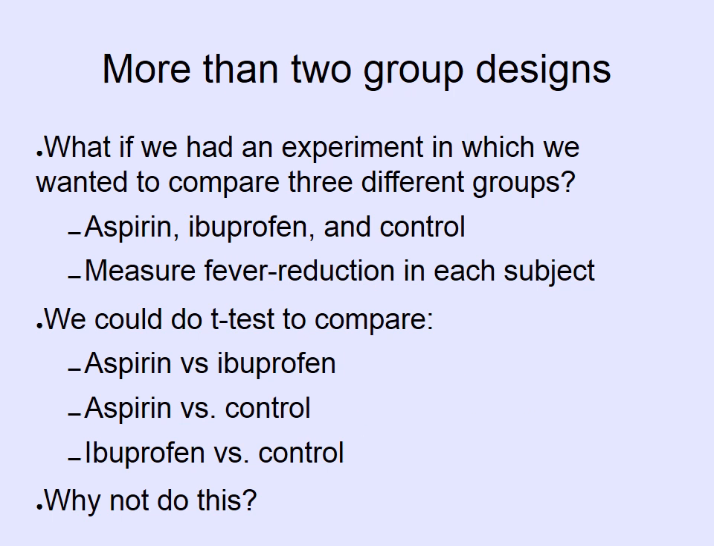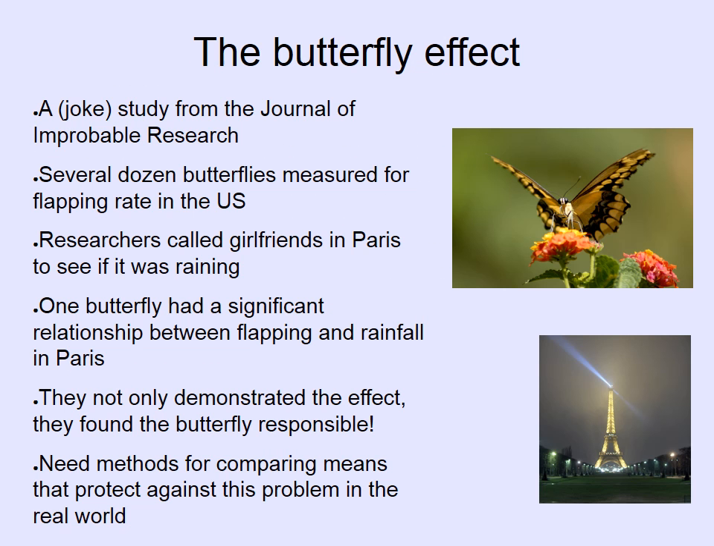So what do we do when we have three or more groups? Well, we can't do a bunch of multiple t-testing. The problem with doing multiple t-testing, say I want to compare the effects of aspirin, ibuprofen, and control. I can't do t-tests of aspirin versus ibuprofen, aspirin versus control, ibuprofen versus control. The problem with that is that we start inflating our error. Okay, what do I mean by this?